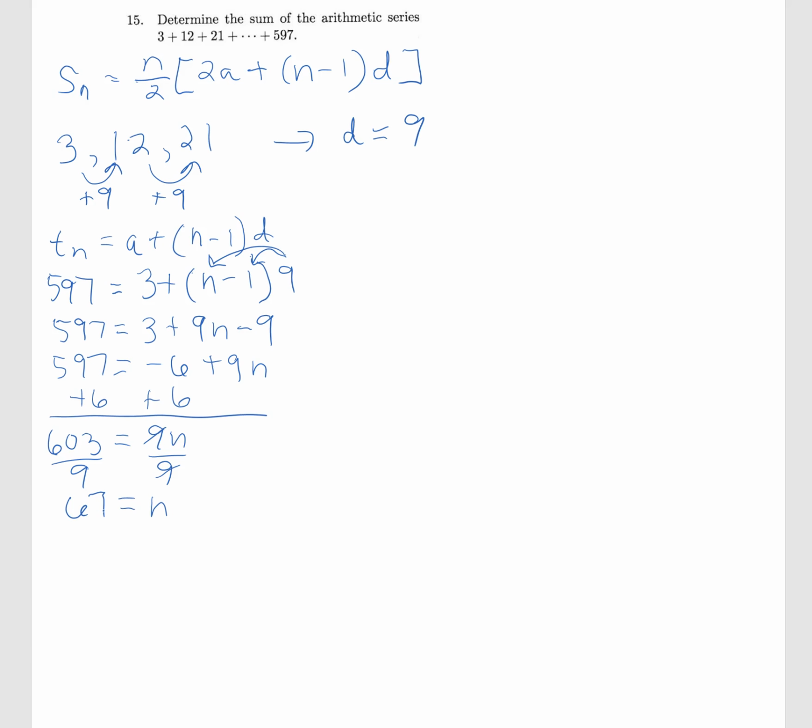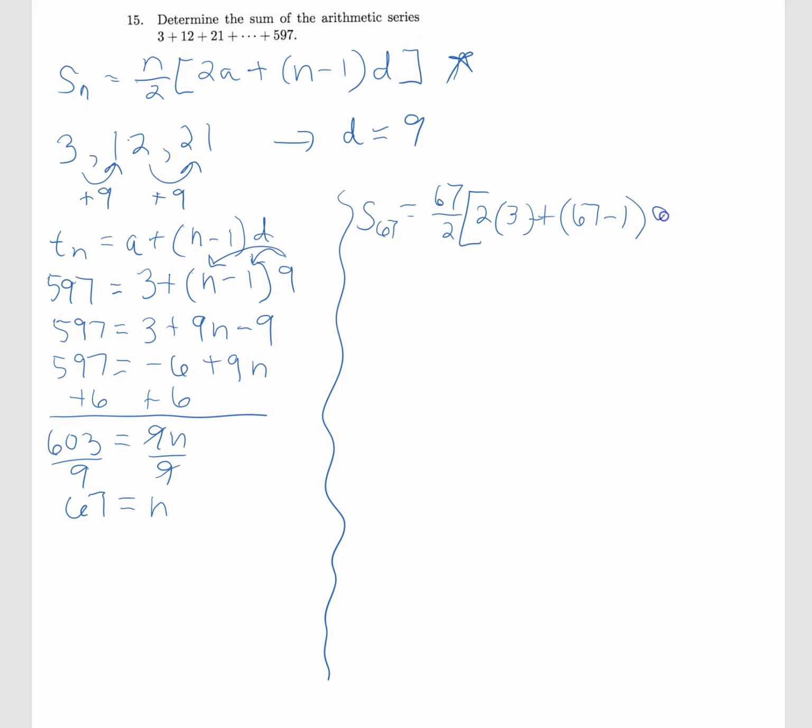All right, so now we have everything to solve for the sum of this arithmetic series. I'm going to do that on this side, using the equation up here. We have the sum of the first 67 terms is equal to 67 over 2 times 2 times our first term, which is 3, plus 67 minus 1 times d, which is 9.